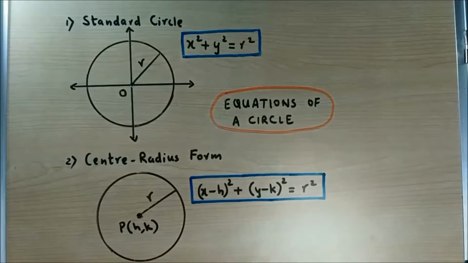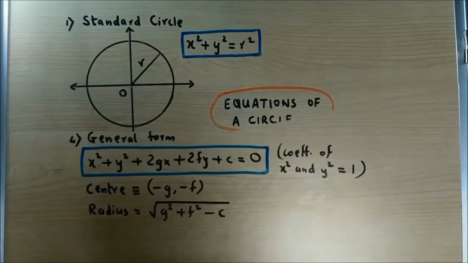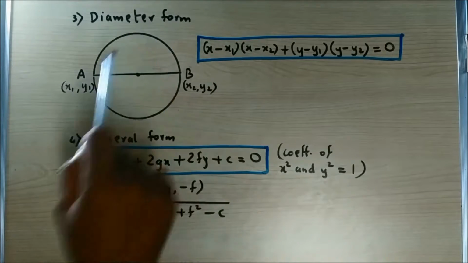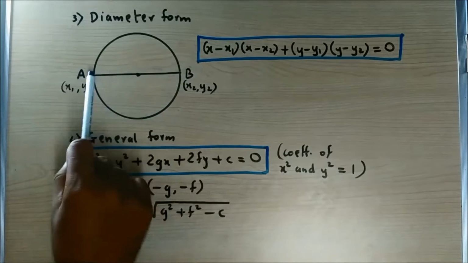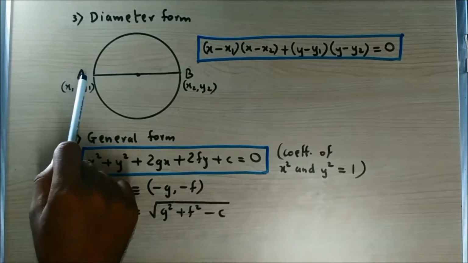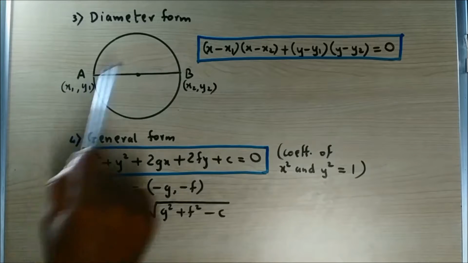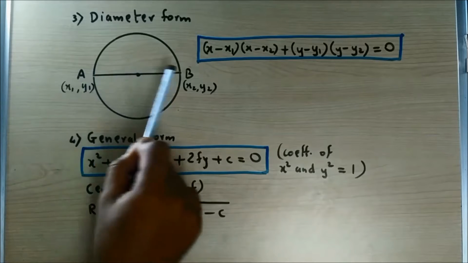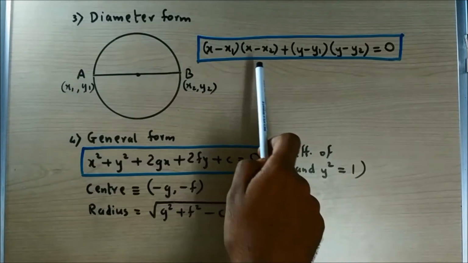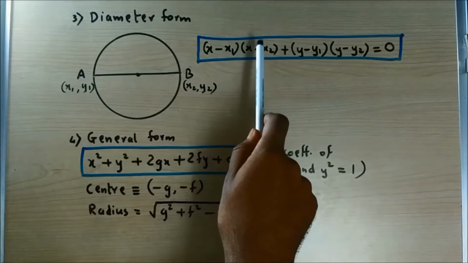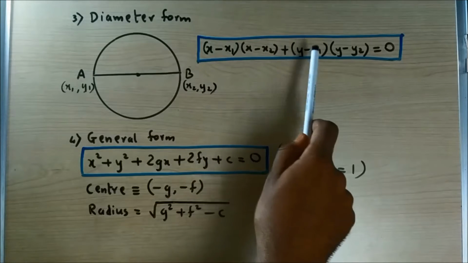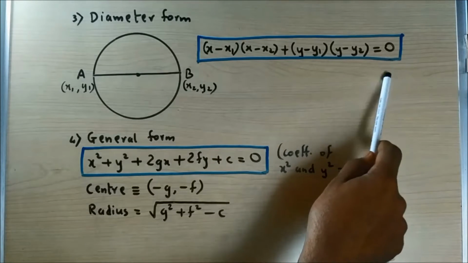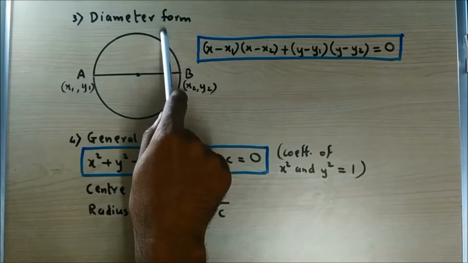Let's proceed to the next two forms. Now the third form is called the diameter form. Suppose we know the coordinates of the ends of the diameter, say A with coordinates x1, y1 and B with coordinates x2, y2. So if you know the ends of the diameter, then the equation can be found as x minus x1 into x minus x2 plus y minus y1 into y minus y2 equal to 0. So this one is called the diameter form.